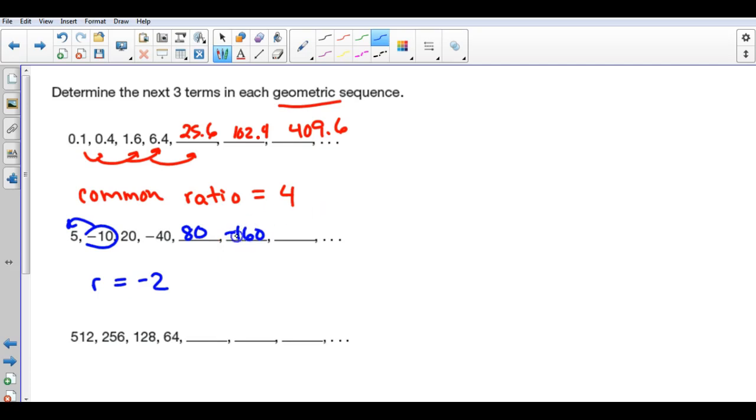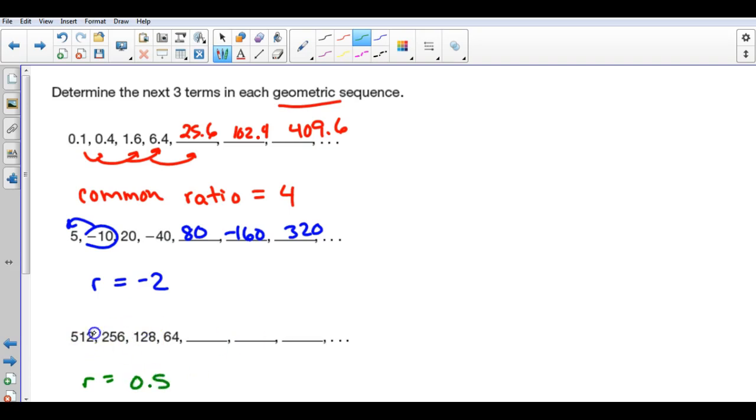So then this last one, you're going to take negative 160 times negative 2, and we would get a positive 320. And then the last one here on the bottom, notice the numbers are decreasing, so they're getting smaller. So we're still going to find the common ratio the same way. I'm going to take 256 divided by 512, and I get a common ratio of 0.5.